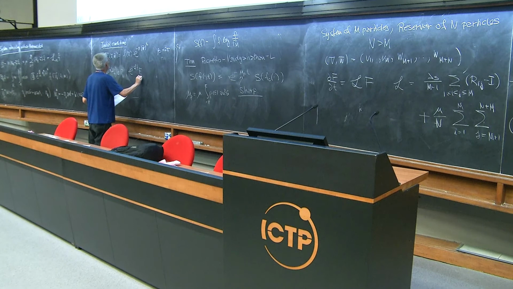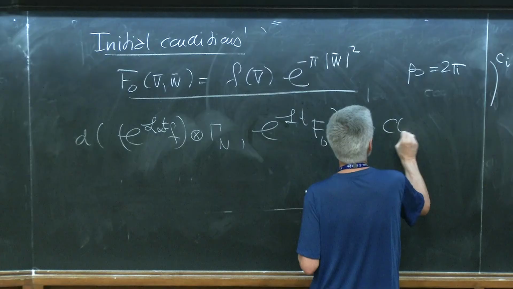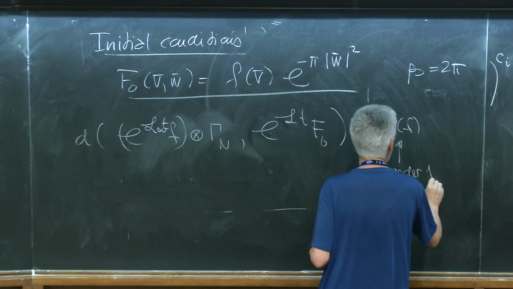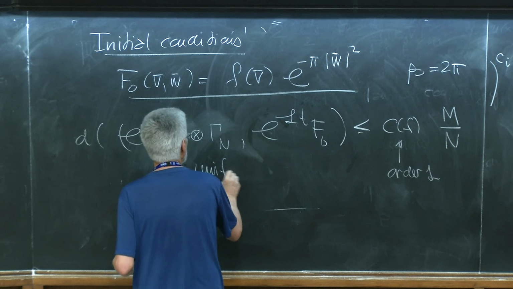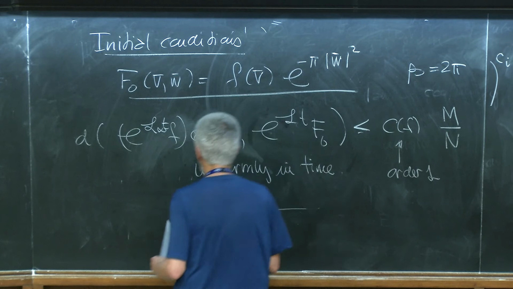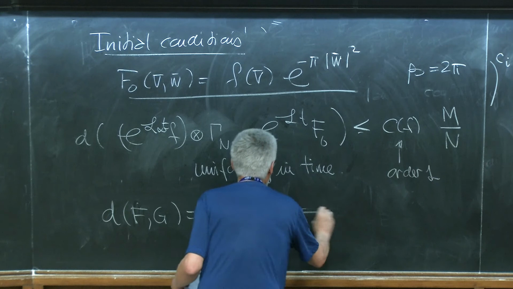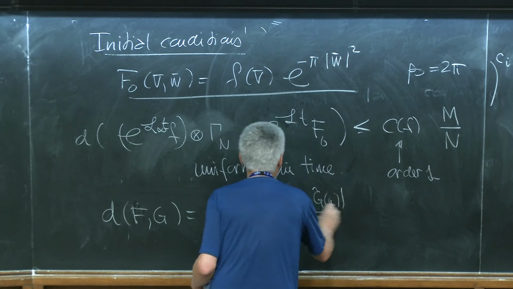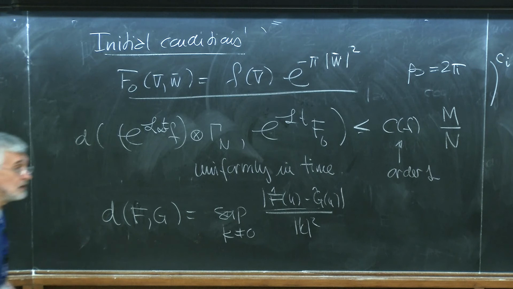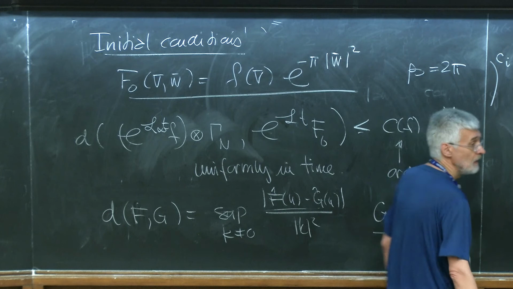And this is less than c of f, this is order 1, times m divided by n. And I should say, uniformly in time. And what is d? d of f and g is the sup over all k not equal to 0 of the Fourier transform of f minus the Fourier transform of g, divided by k squared. Now, this is called the Gabetta-Toscani-Weinberg metric, and it's very popular in this field, in Boltzmann equation, right?